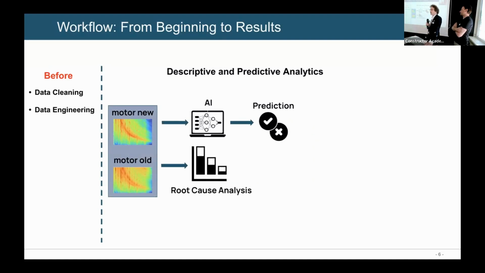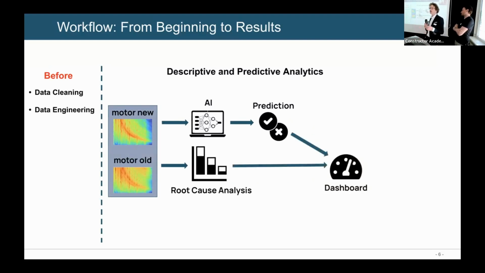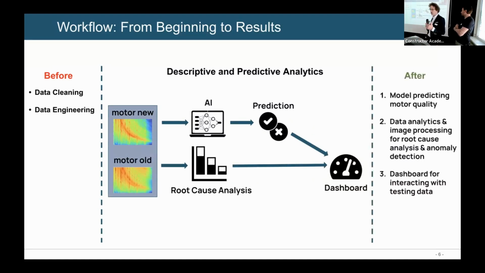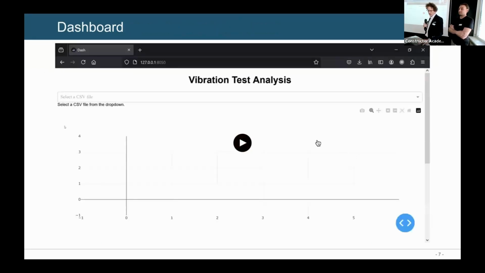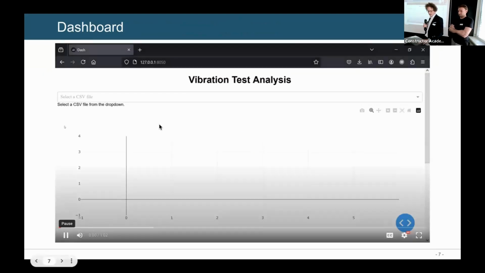We implemented data analytics and image processing techniques, and we then combined these two methods into a custom dashboard that allows for interacting with the data and to actually visualize and explore the data. So in the end, we were able to deliver a model that is able to predict the motor quality, but also to identify the root cause, as well as detect anomalies, and fuse this into a dashboard. Now I'll briefly show you what the dashboard looks like.